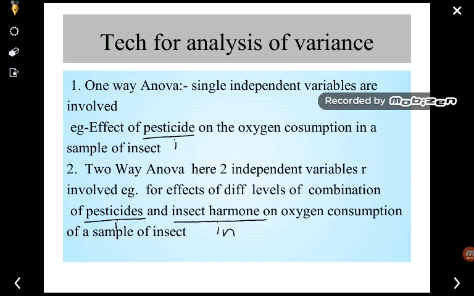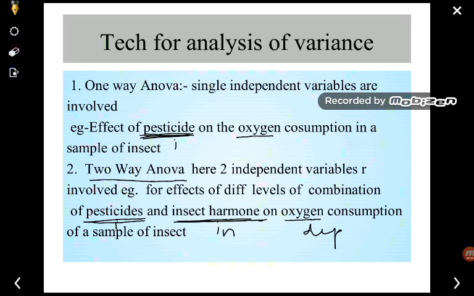Here you can see that pesticide is an independent variable as well as insect hormone is an independent variable. So two independent variables are involved, and oxygen consumption is the dependent variable. In the case of one-way ANOVA, we took pesticide as the independent variable and oxygen as the dependent variable, with only one independent variable involved. But in the second example, the two-way ANOVA, two independent variables are involved. That's why it is called two-way ANOVA.